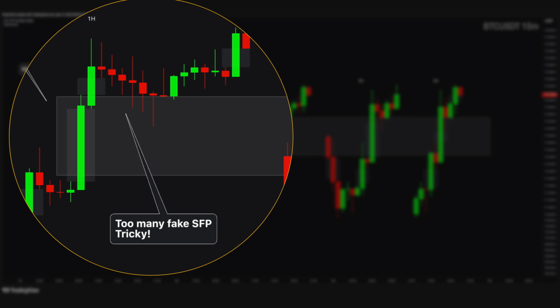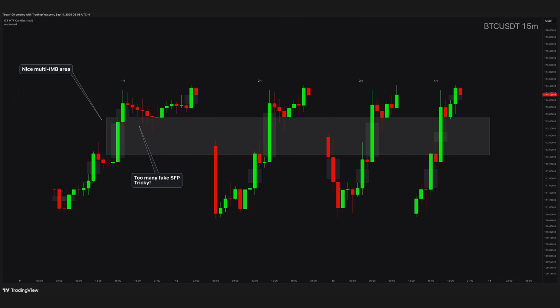But if you carefully look at this 1 hour chart, you will notice at least 4 or 5 tricky and fake swing failure patterns showing up. That's the main reason I always encourage you to combine multiple imbalances with multiple swing failure patterns. This is really the only way to avoid or at least reduce those fake imbalance areas or SFP zones.